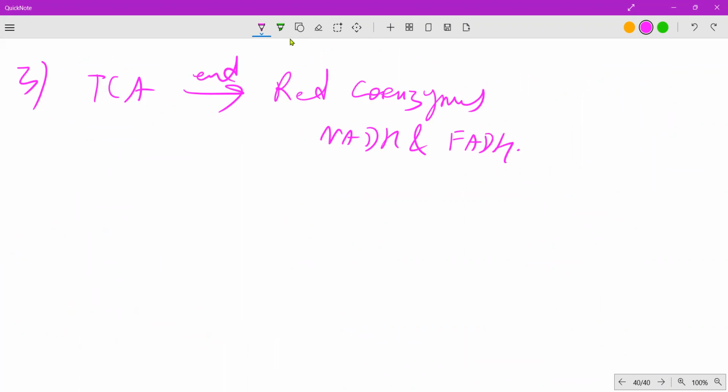This is it. खत्म और क्या है? Fourth part of mitochondrial respiration. What is that? Everybody knows ETC, electron transport chain.